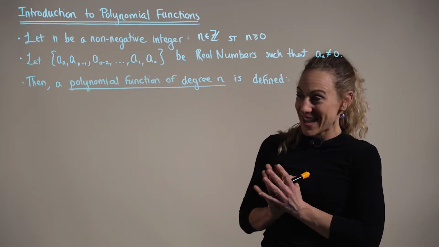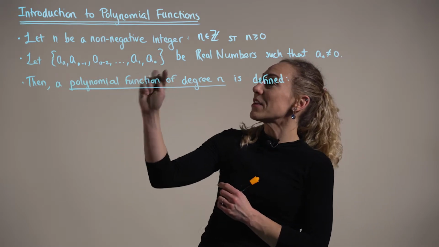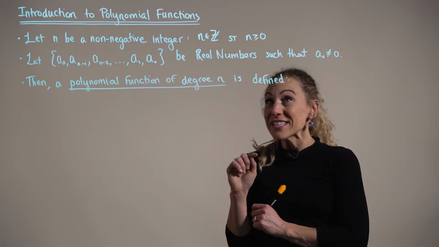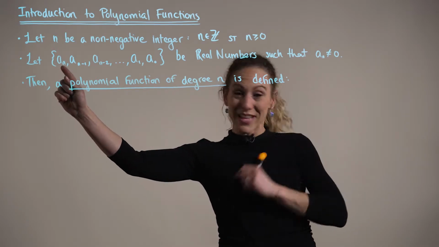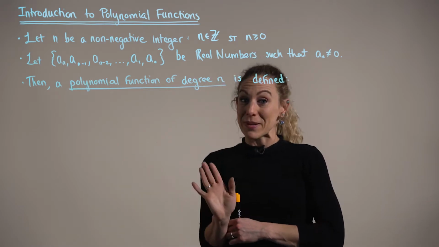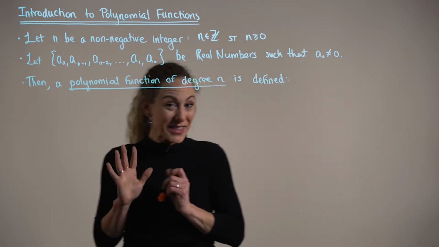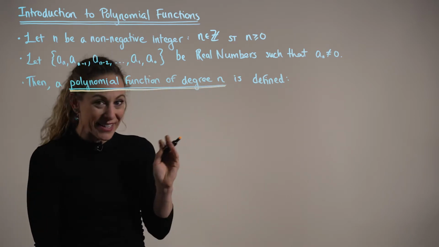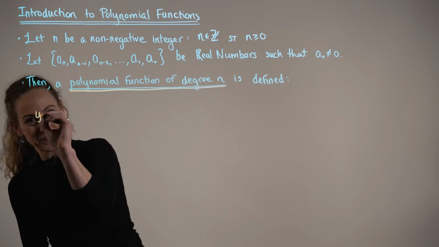In addition to this, we want to let this set of a values all be real numbers, such that the first term in this set, a sub n, cannot be 0. So with this information, we can say that a polynomial function of degree n is defined as follows.